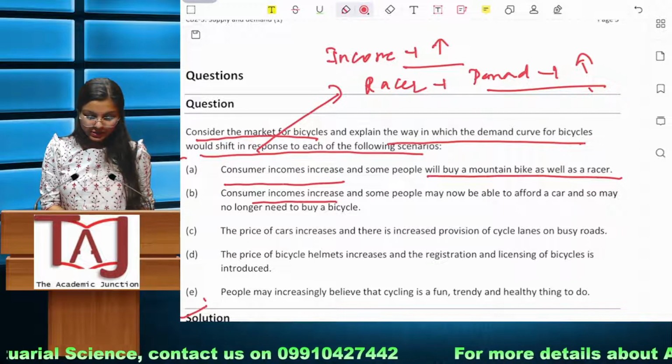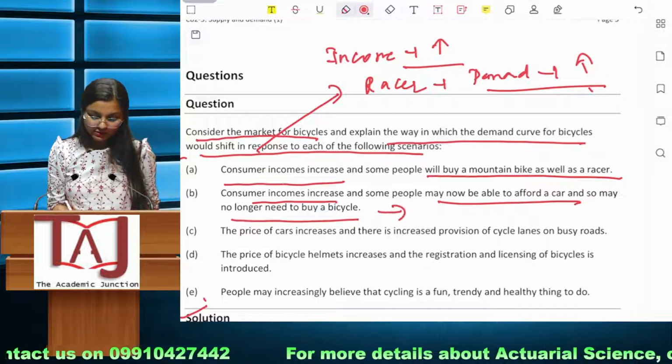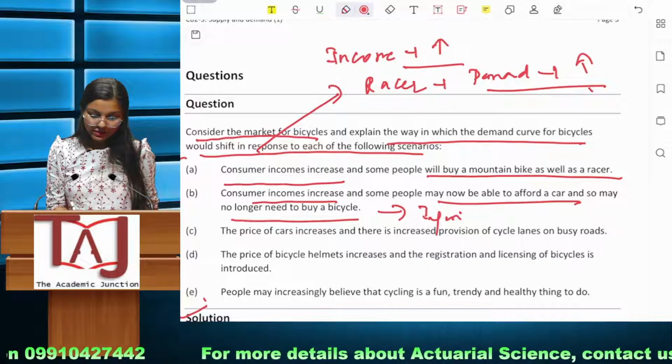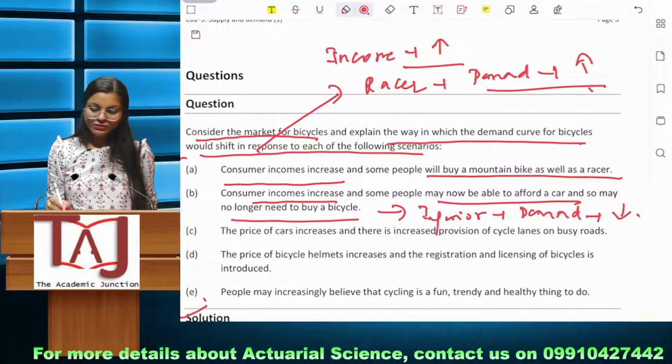Consumer income increase, some people may now be able to afford a car, so may no longer need a bicycle. Here bicycle has become an inferior good. Demand will fall.